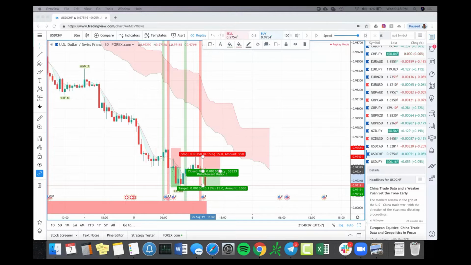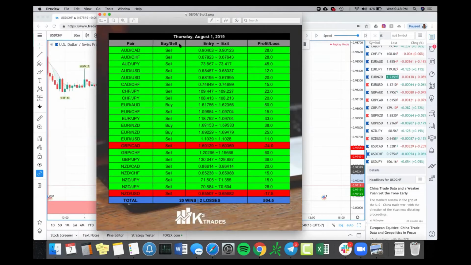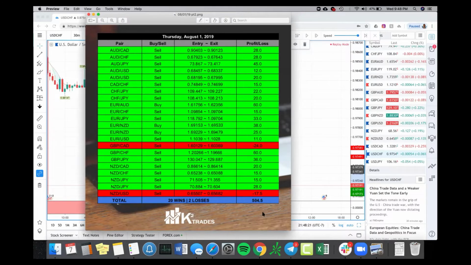But yeah, the results have been really good this whole month. I can pull up the results. So these are the results on August 1st, on Thursday. It's like 504 pips. So if you took all these trades and you were trading one standard lot, you would have made like $5,045 in one day of trading. Yeah, it's a lot of money.